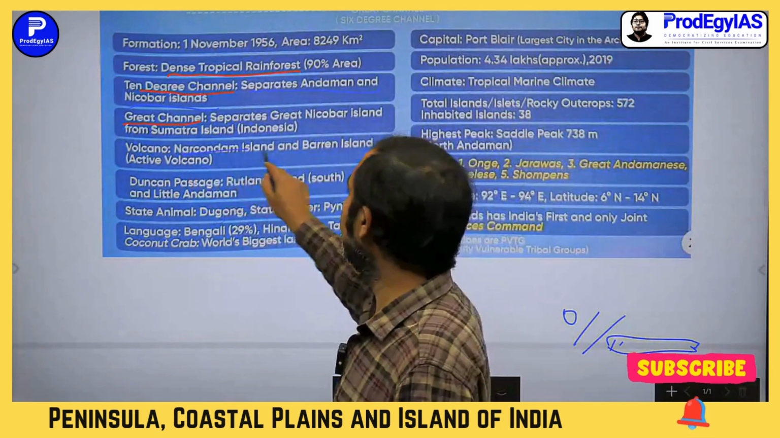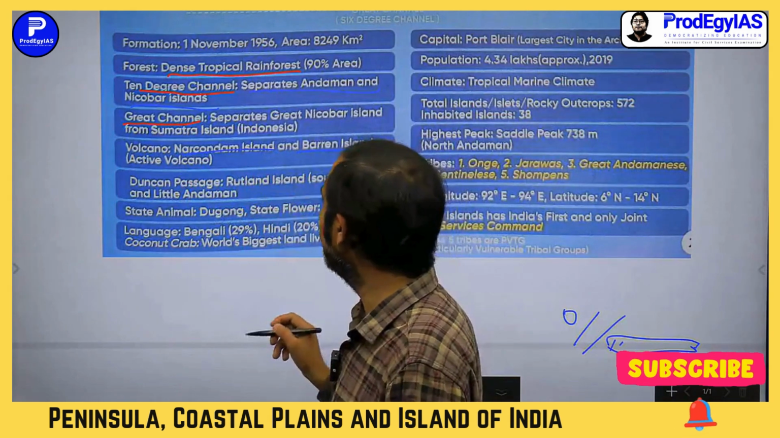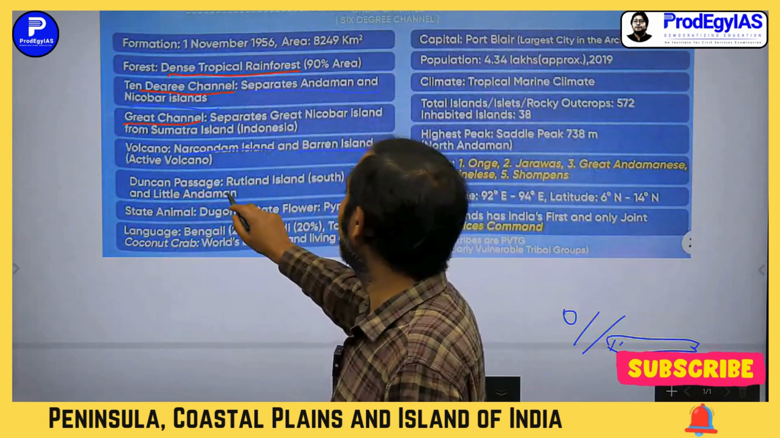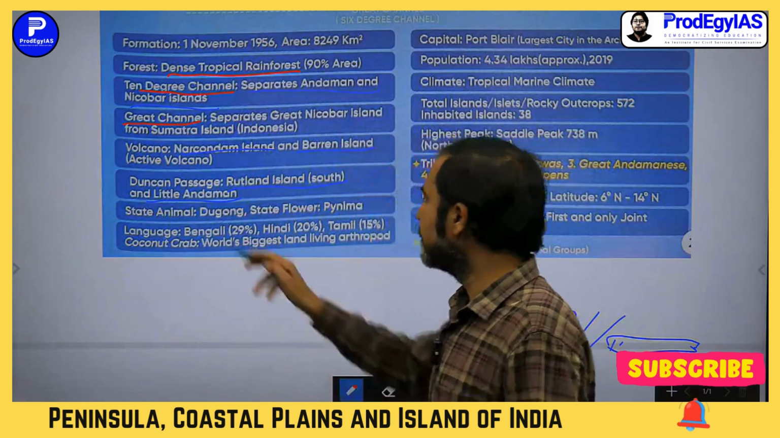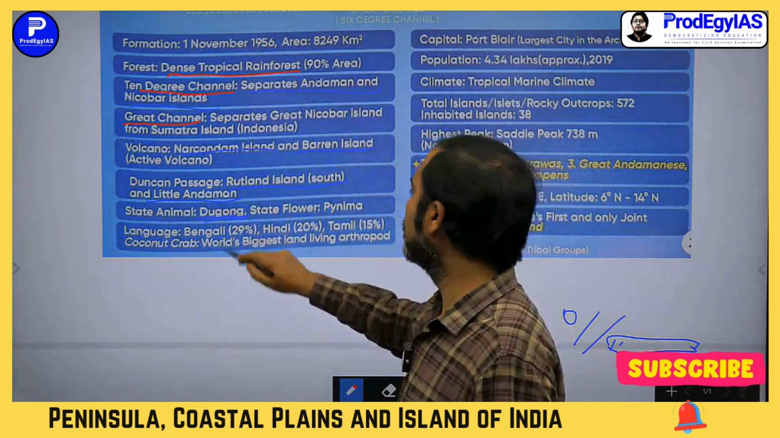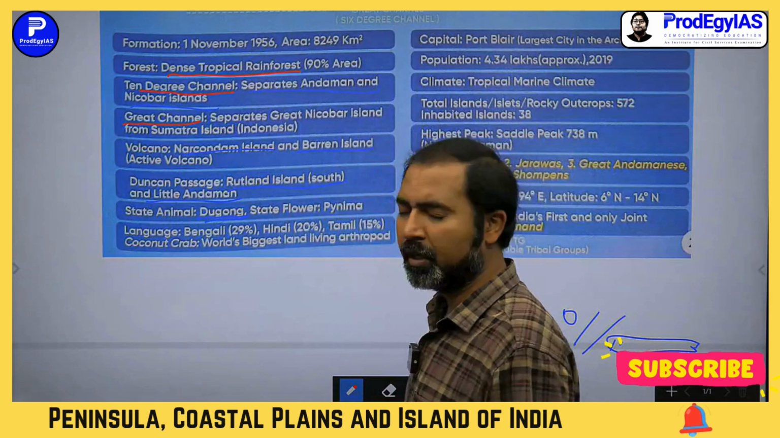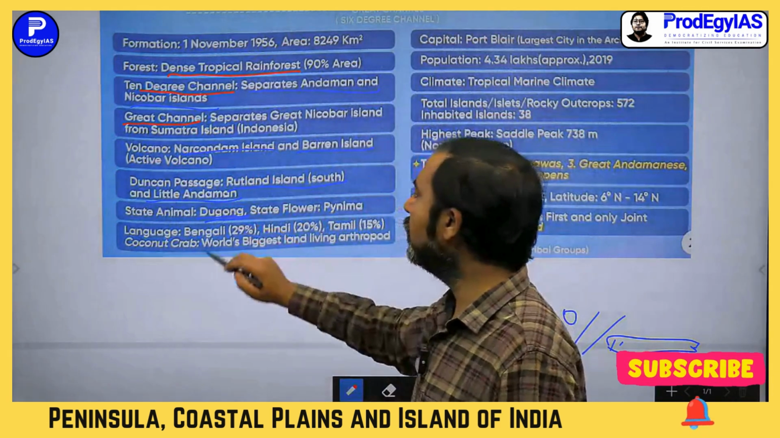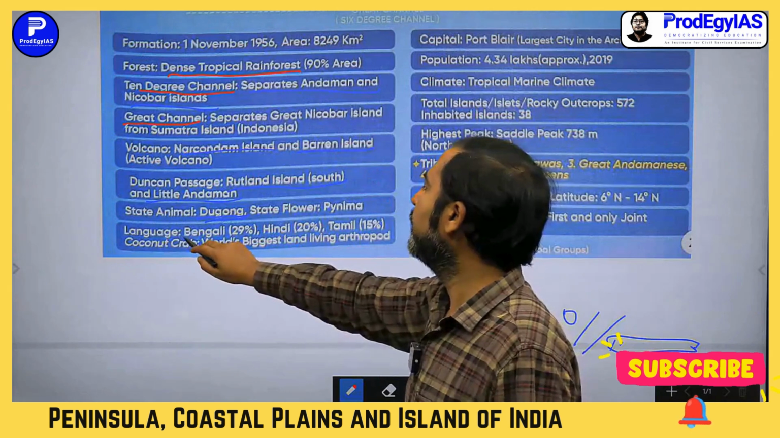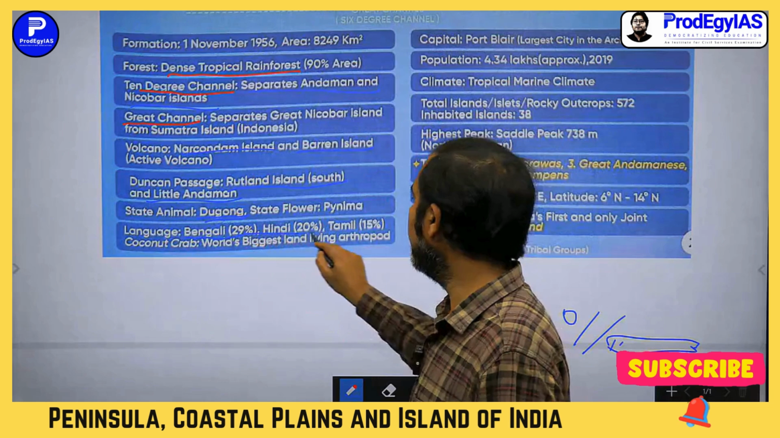Volcanoes of Narcondam and Barren. Barren is an active volcano. Duncan Passage lies between Rutland Island and Little Andaman. The state animal is the dugong, a marine mammal species. Language is mostly Bengali, Hindi, Tamil.